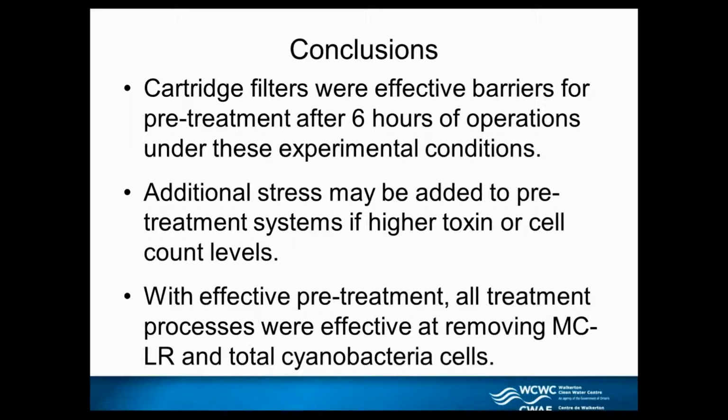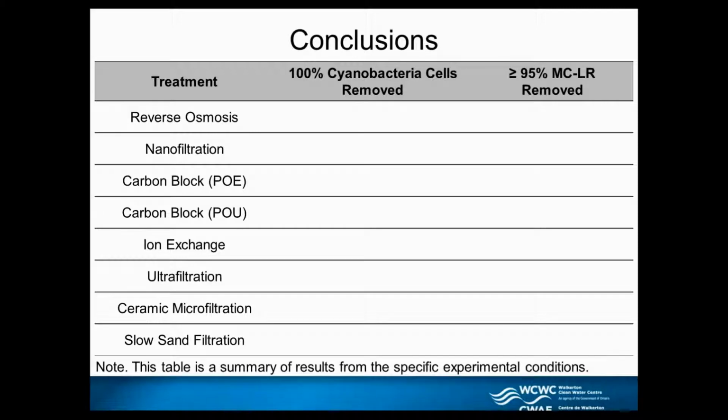So I just wanted to try to rank or put a criteria to all of the treatments. And so what we did is we looked at, now including the pre-treatment stage, which ones achieved 100% cyanobacteria cell removal, and which ones achieved greater than or equal to 95% of the toxins. And again, this is just a summary of our results for this specific experimental condition. So we need to be mindful of applying it to a different bloom or a different condition. But reverse osmosis met both of the criteria, as well as nanofiltration.